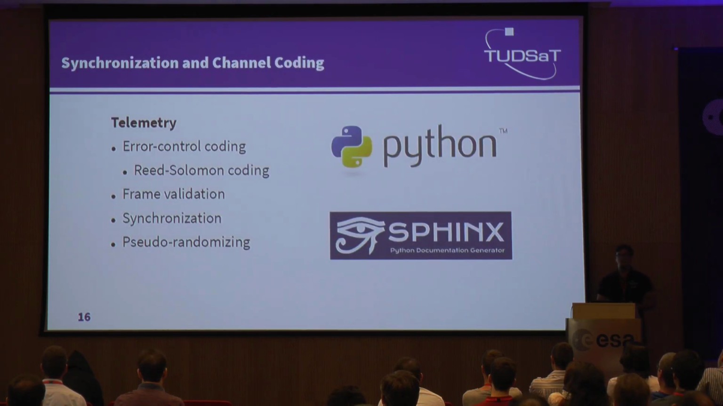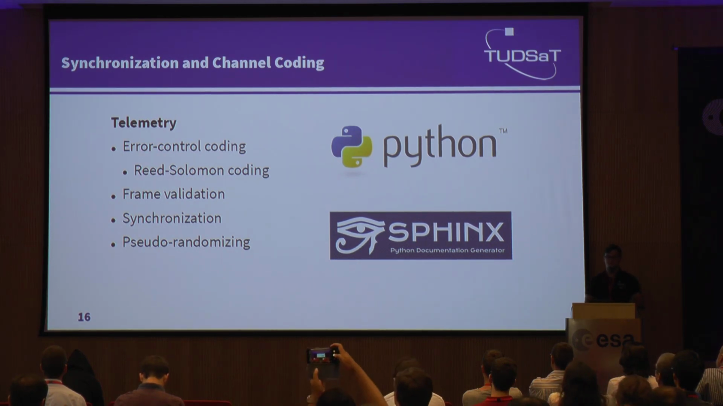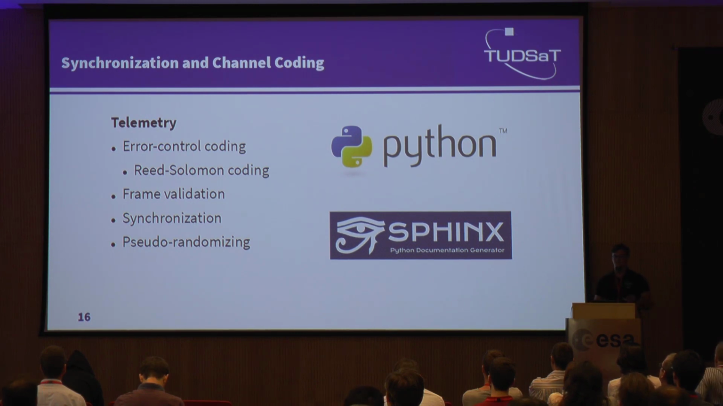So the next step will be to do the synchronization and channel coding. This is on top of the RF modulation systems. It allows error control coding, and we will do Reed-Solomon coding. So there's frame validation, synchronization, and pseudo-randomizing, and everything is written at first in Python, and later on it will be in C++.